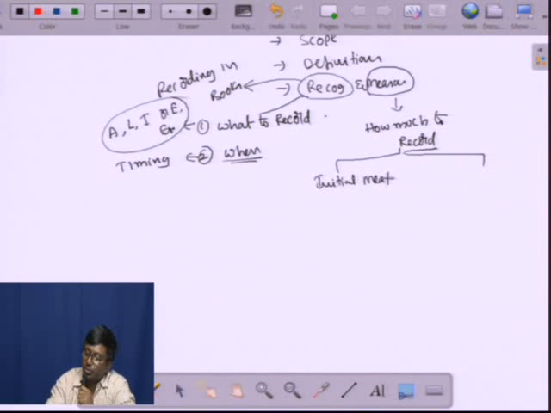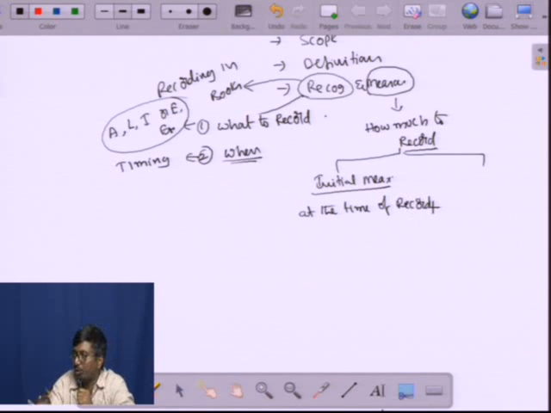Initial measurement means at the time of recording the transaction. Initial recognition, initial measurement, that is at the time of recording. The first time you bring the asset into my books of account, asset account debit, liability account credit, income account credit, expense account debit, whatever it is, at what amount you are supposed to record it. Very good. And the next one is subsequent measurement.